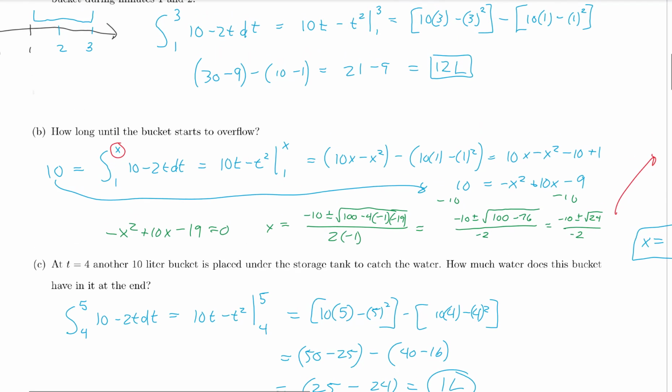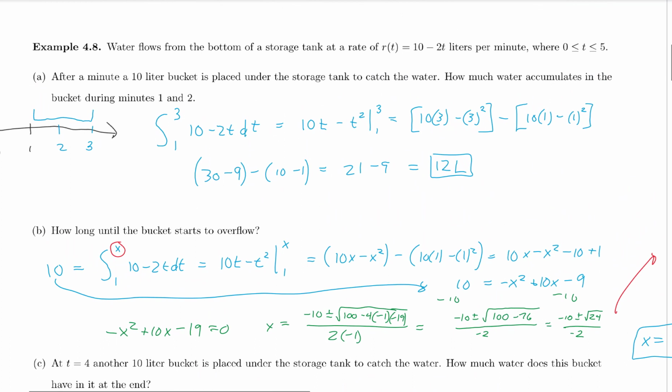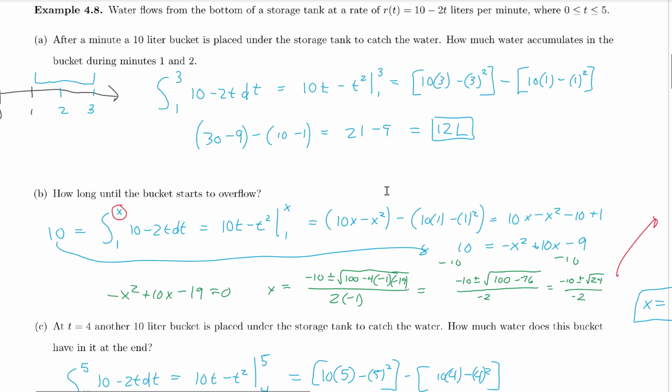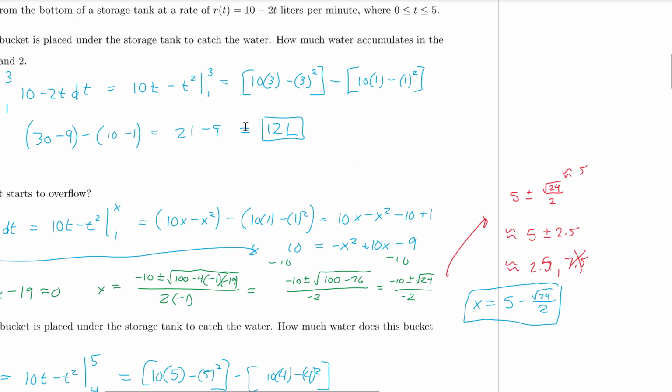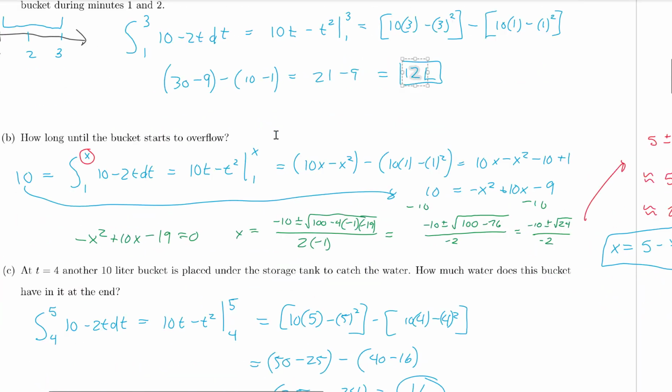So looking back through these problems, first we're doing the integral from 1 to 3 because we want to figure out how much water accumulated in minutes 1 and 2. That would have been 12 liters. That would have overflowed our bucket. So then we wanted to figure out when the bucket started to overflow. So we chose our integral, the upper bound of our integral was x, and then we solved for x. And we found that that happened at about 2.5, which makes sense because when we integrated from 1 to 3, we had our overflow. So it should have been right before 3.